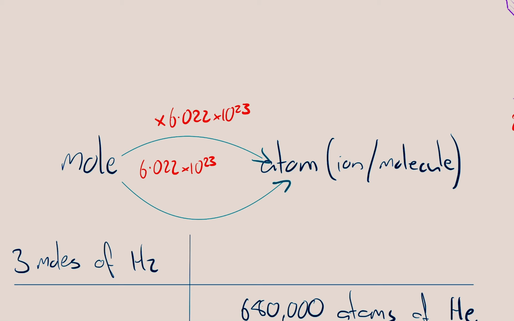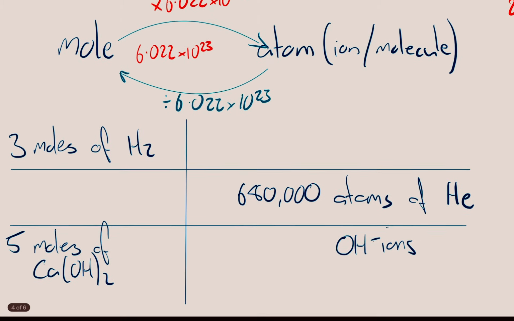And to go the other way, if we've been given the number of atoms or ions or molecules, to work out the number of moles, all we're going to do is divide by 6.022 times 10 to the 23. Okay, so let's put that in action.